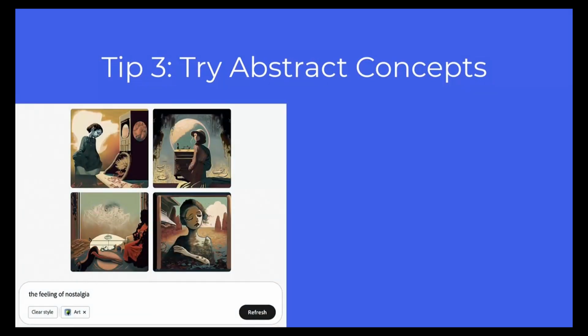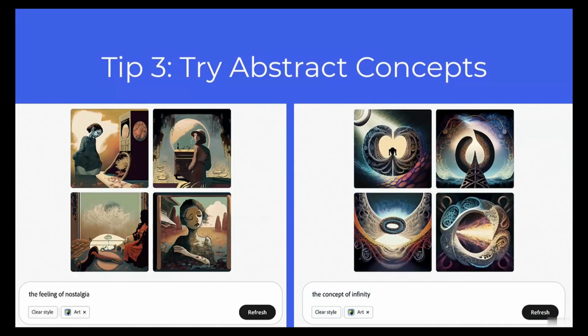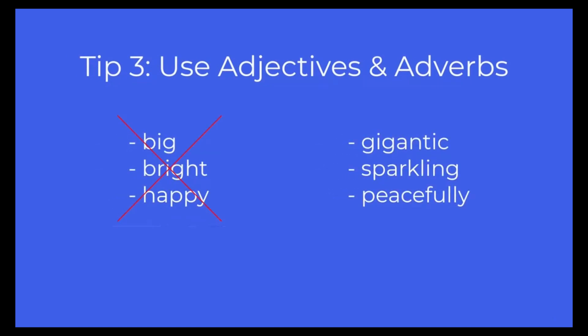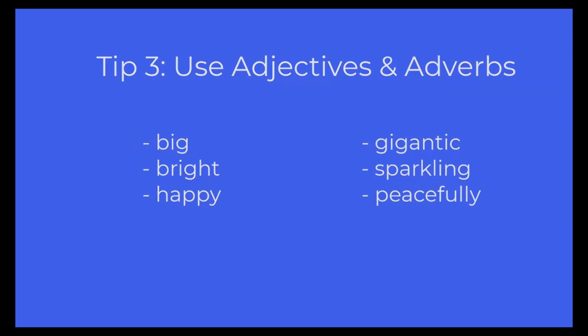Tip number 3. Experiment with abstract concepts. AI generators can handle more than just literal descriptions. You could try something like the feeling of nostalgia or the concept of infinity. Fourth tip. Use adjectives and adverbs wisely. Words like gigantic, sparkling, peacefully can significantly influence the AI's output.